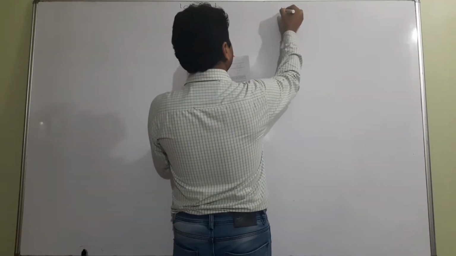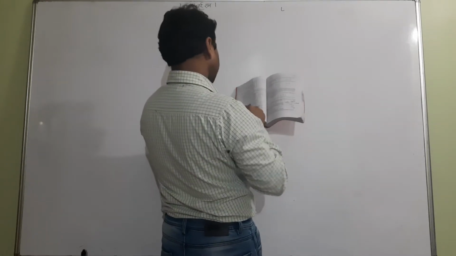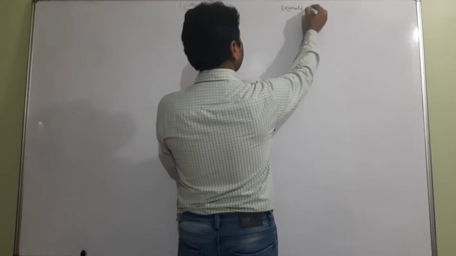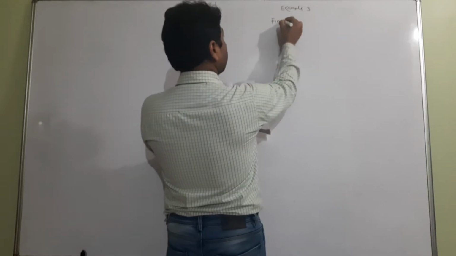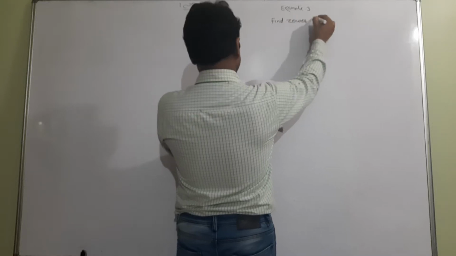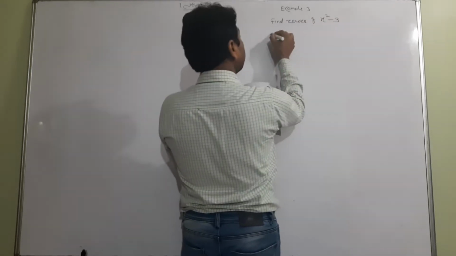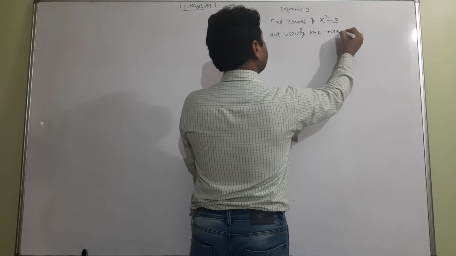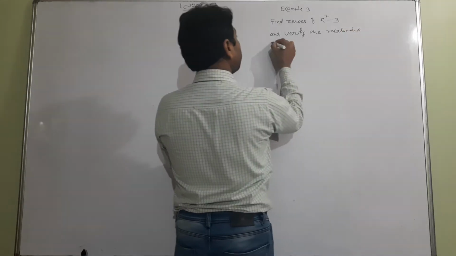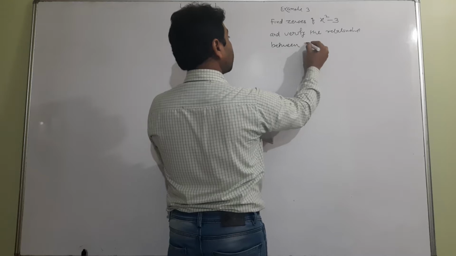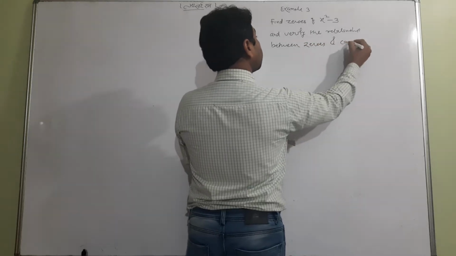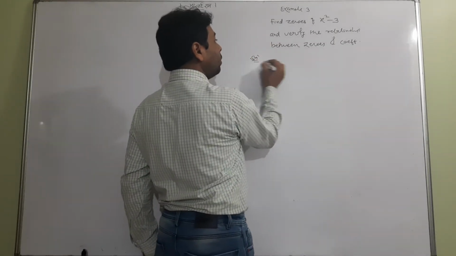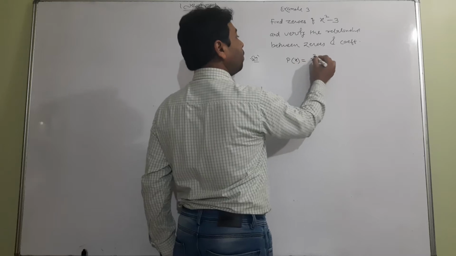It is example number 3. It says, find the zeros of the polynomial and verify the relationship between zeros and coefficients. So students, first I'll tell you that it is your polynomial.